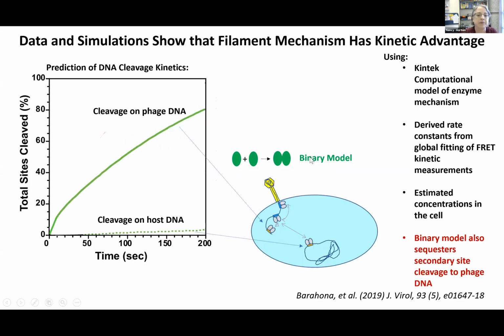Okay, so that's great, but you don't need a filament model to do that. You can have just a binary model and have that slow association rate constant. Here we ran a simulation with such a model and the same rate constants that we derived from our global fitting, and predicted DNA cleavage on the phage DNA shown by the solid line here. So that's cleavage of these sites, and then cleavage on the host DNA down here. So you see this sequestering of activity works perfectly fine with a binary model.